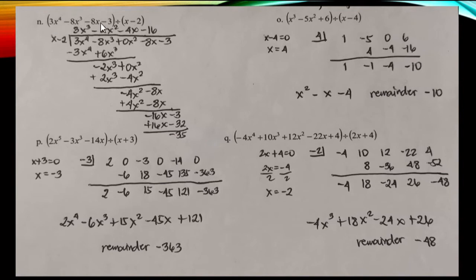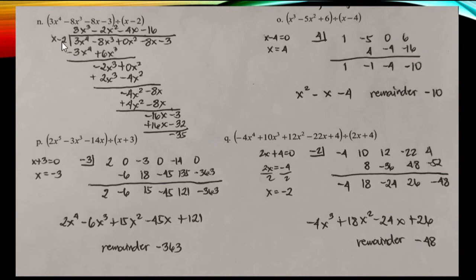Only we have no x squared, so we put 0x squared. And then, x minus 2. Okay, we divide. We look for what to multiply by x to get 3x to the power of 4. So, we multiply by 3x cubed. 3x cubed times x is 3x to the power of 4, minus.